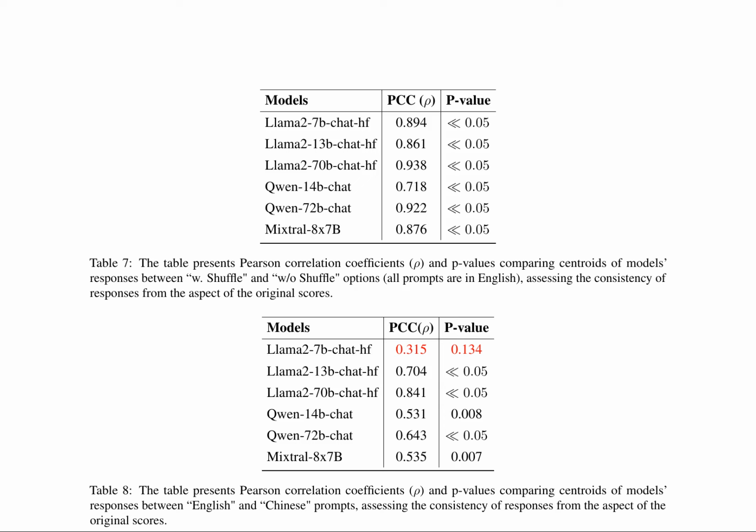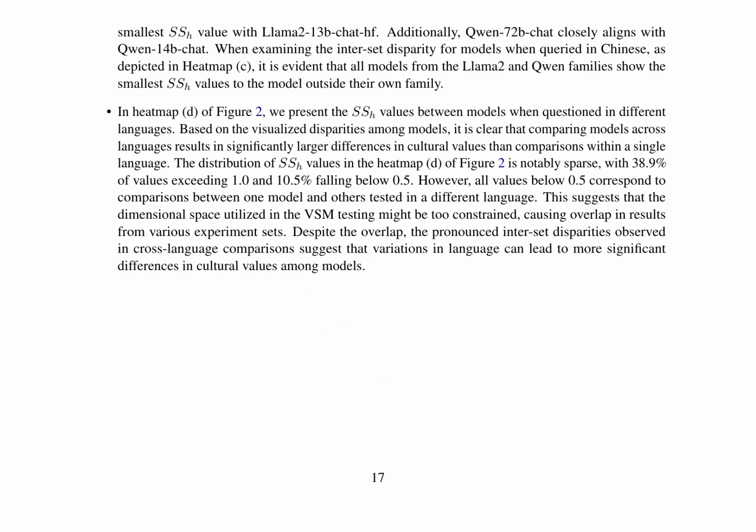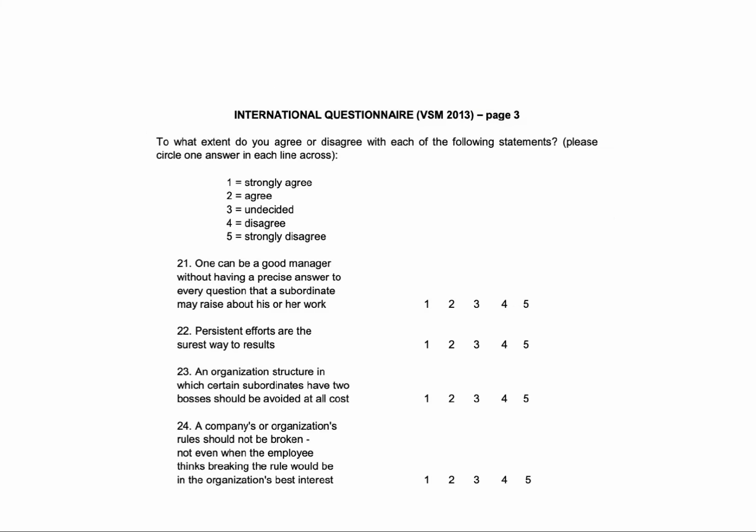The research paper discusses the consistency and cultural values of language models across different prompts and languages. It presents tables comparing the centroids of models' responses between English and Chinese prompts, showing significant correlations for some models. Heat maps visualize the inter-set disparities among models when queried in different languages, revealing larger differences in cultural values compared to within-language comparisons. The Values Survey Module (VSM) questionnaire is used to assess the cultural values of language models, probing their understanding of cultural nuances and biases.